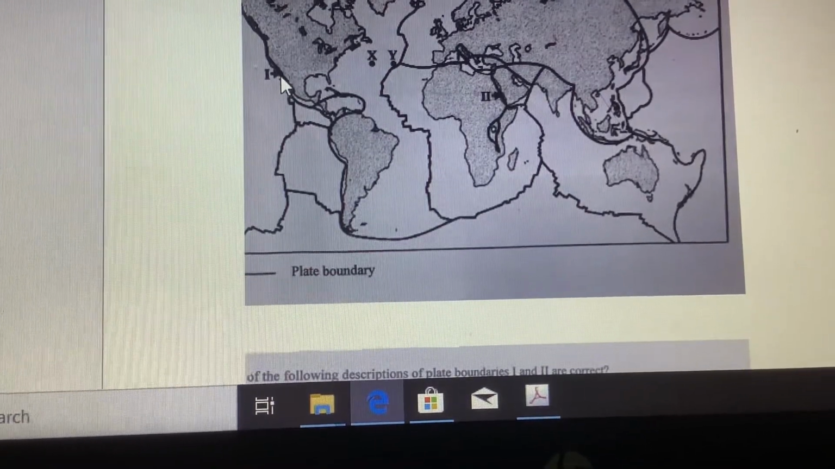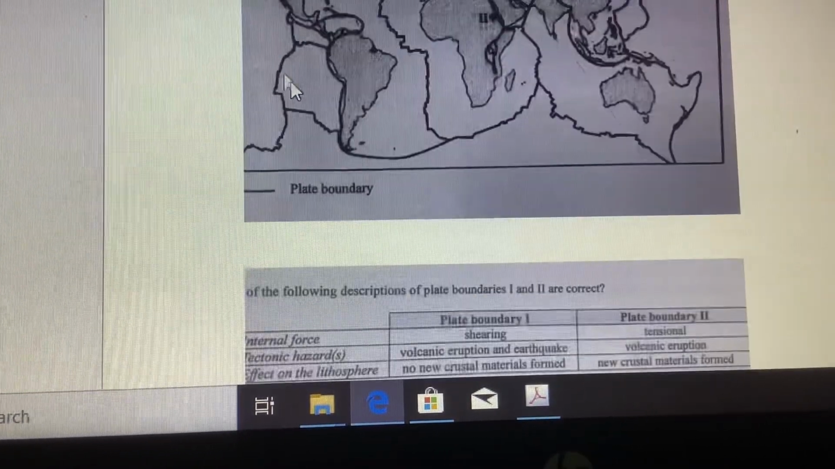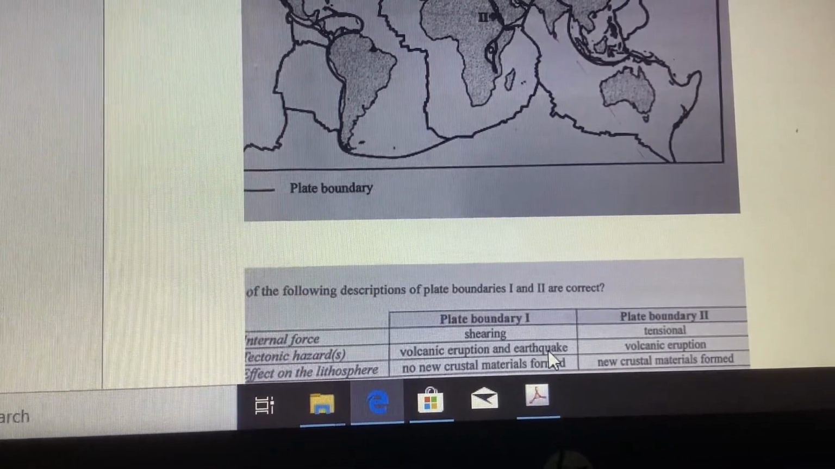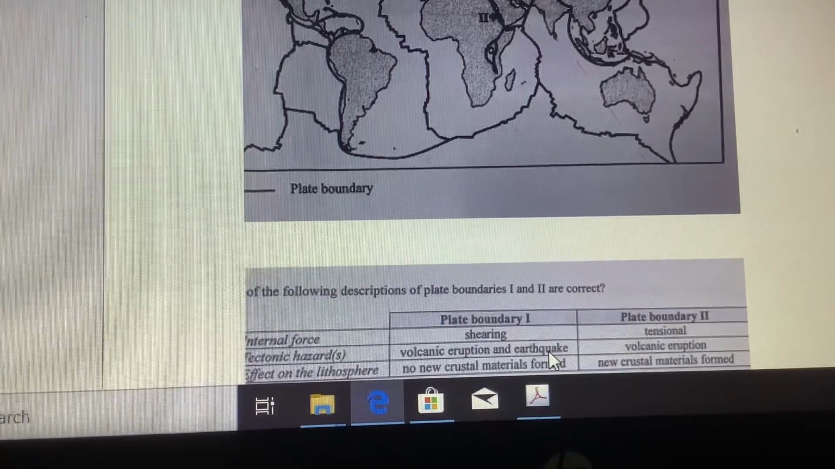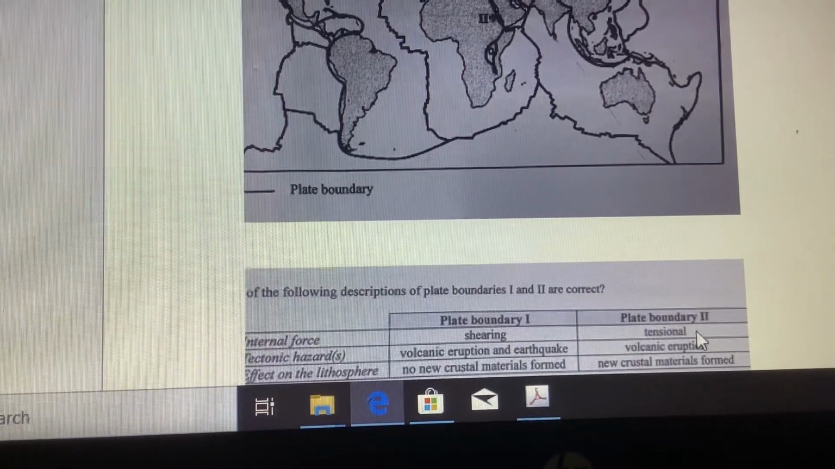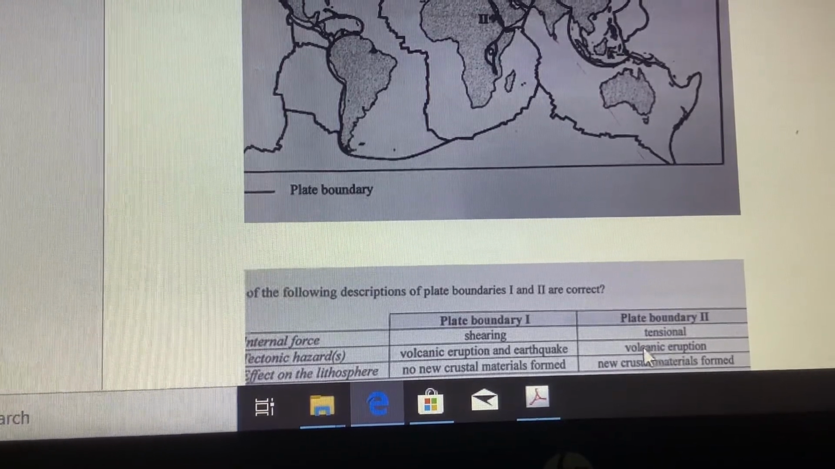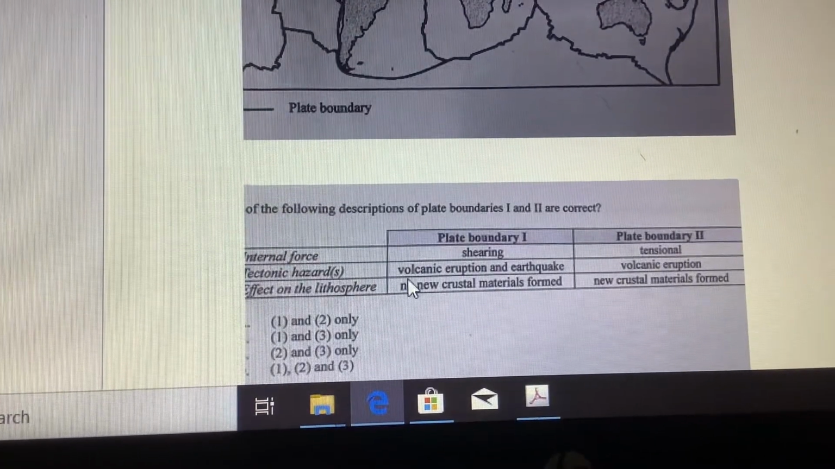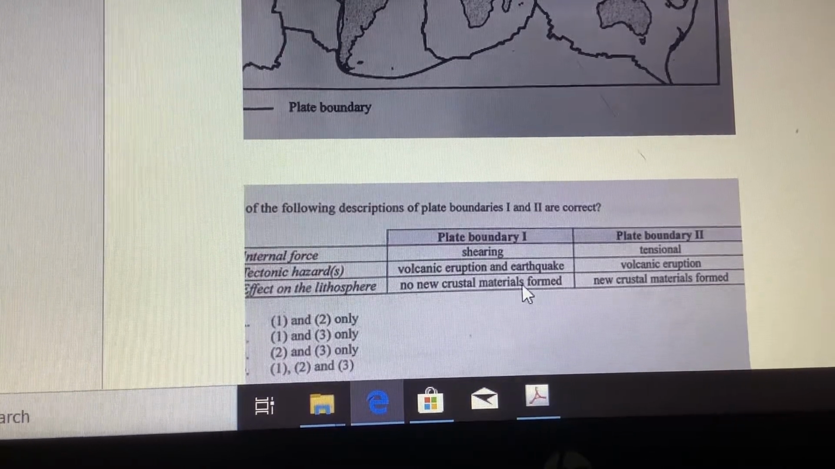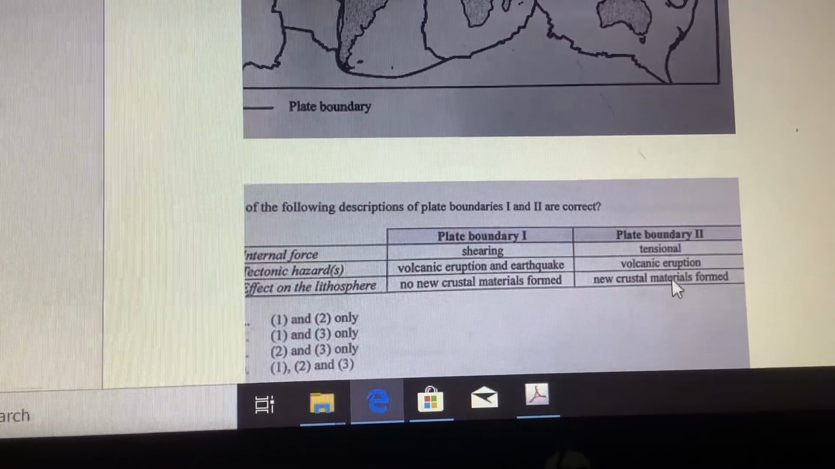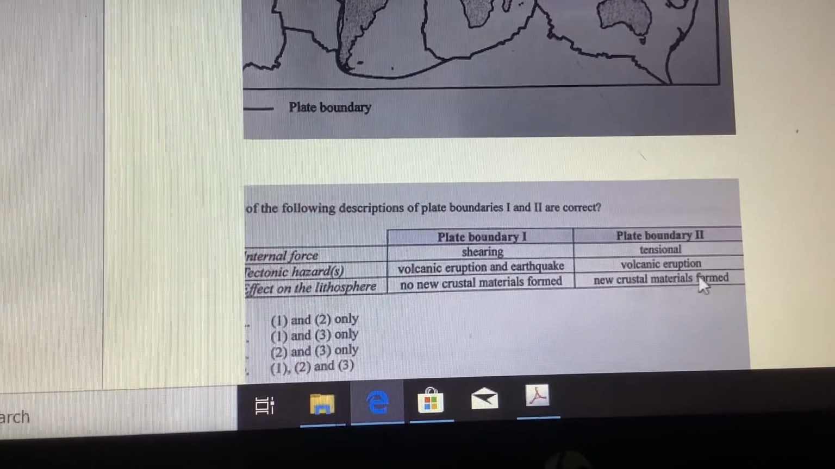Right here, no volcanoes at all. So number 2 is wrong. Conservative plate boundaries do not have any volcanoes. Plate boundary 2 has volcanic eruption, as this is a constructive plate boundary. Number 1, no new crust material is formed, is wrong. Number 3 is correct, so number 1 and number 3 is correct, because constructive is forming new crustal material. No doubt.